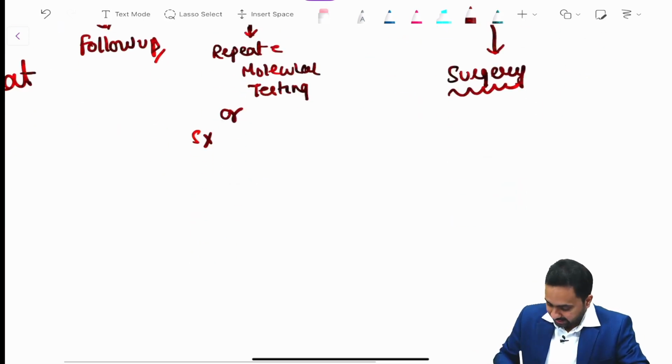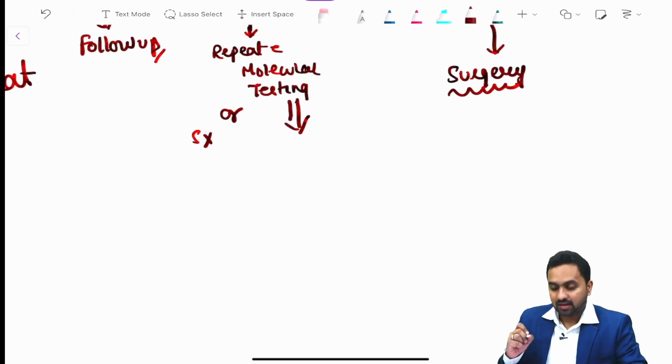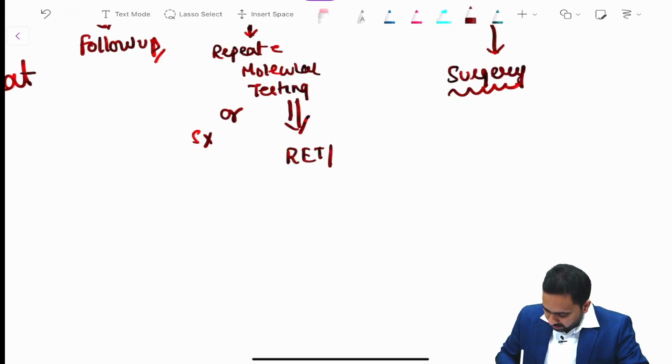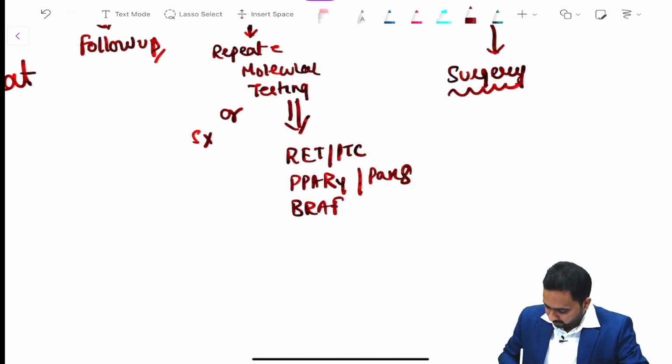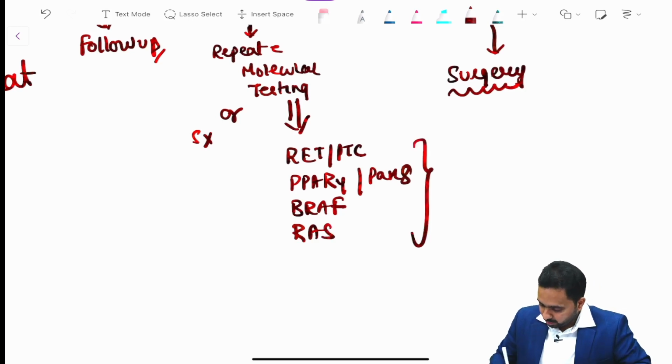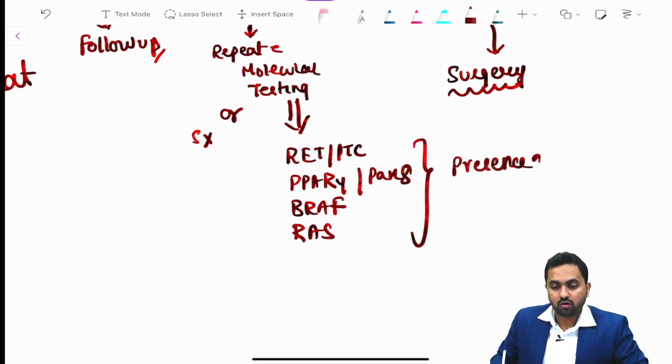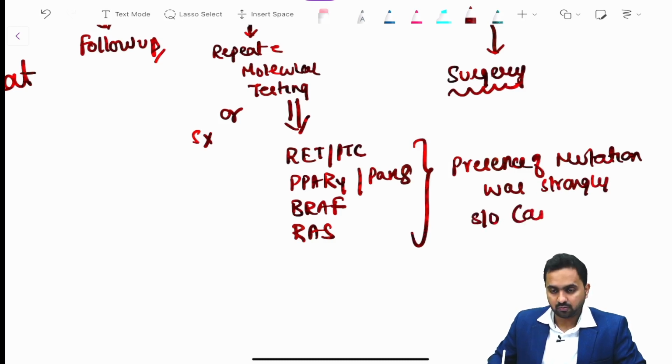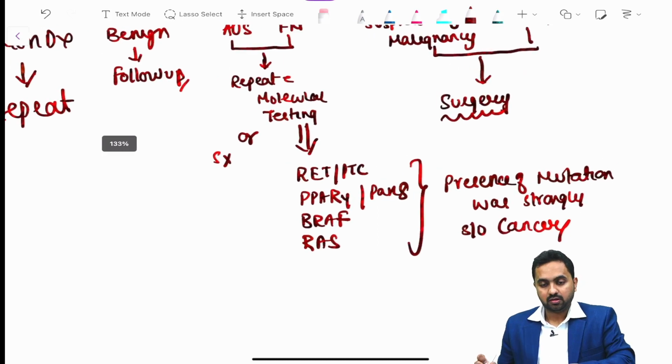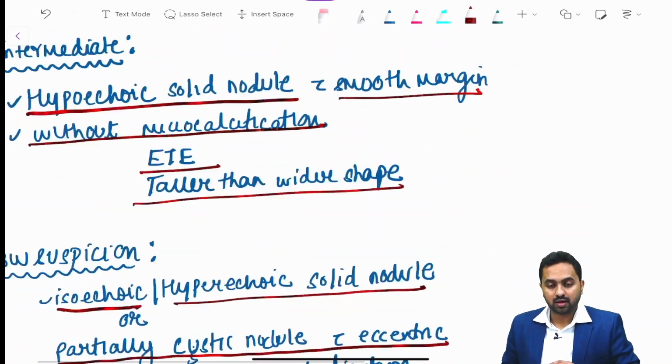And for your molecular testing, the most important genes that have to be tested include your RET/PTC gene, PPAR gamma and PAX8 gene, then you have your BRAF gene and you have your RAS gene. So why is it important? Presence of mutation is strongly suggestive of cancer, right. So this is all about your approach to a thyroid nodule.